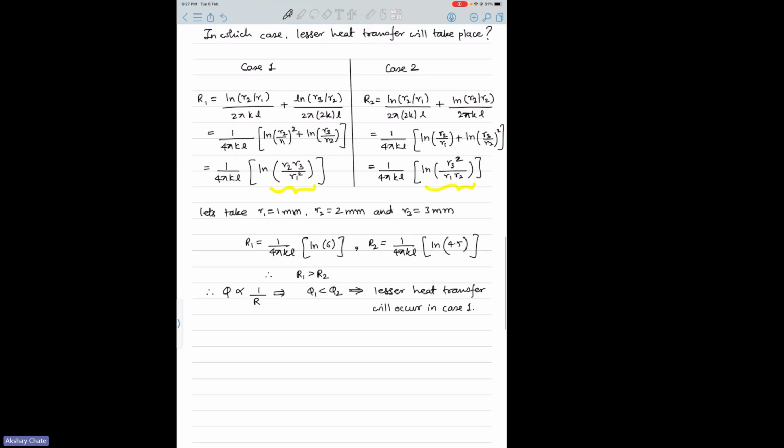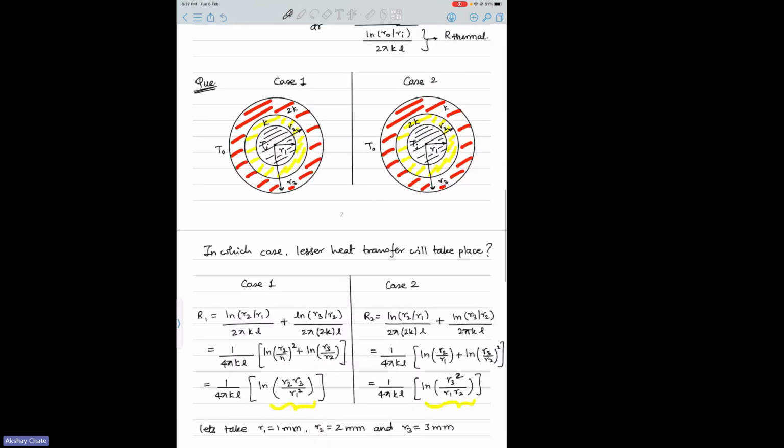So from here, lesser heat transfer will occur in case 1. So this is very, I mean, leave the mathematics aside. So this is an interview question also. Many times it is asked.